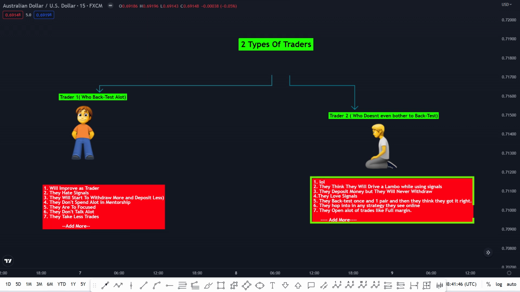Trader 2. They don't even bother to backtest at all. They are always having that mentality of Forex being a scam, whereas they never even try to do it on their own. They always jump from trading strategy to trading strategy after losing a setup. They love signals. They always deposit money into their trading account, and they will never have an experience of withdrawing profit from the market. And lastly, they have spent more money on trading courses than spending to improve their craft.